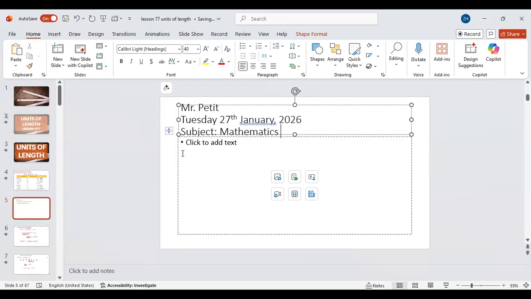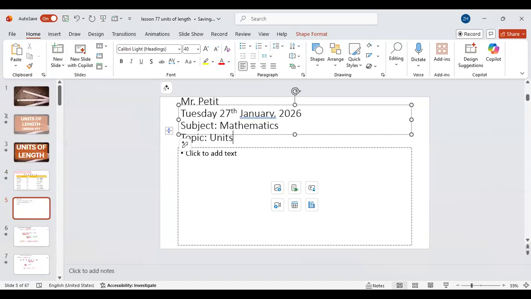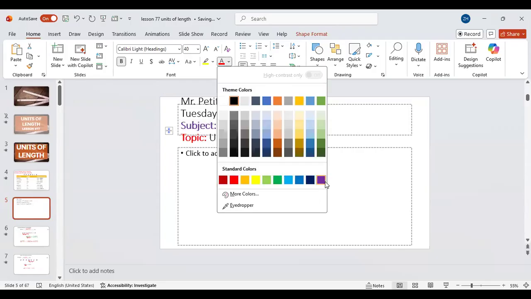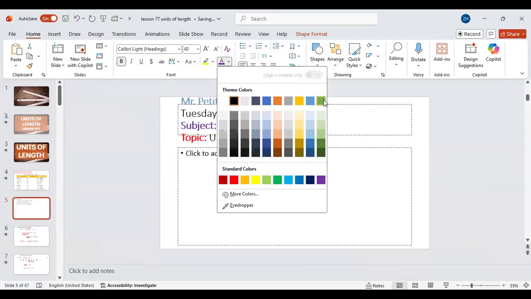The subject is, of course, mathematics. The topic is units of length, part 2, because we started it yesterday, but we didn't really do any examples. We just listed off the table. And so now we can actually do some examples of converting units.